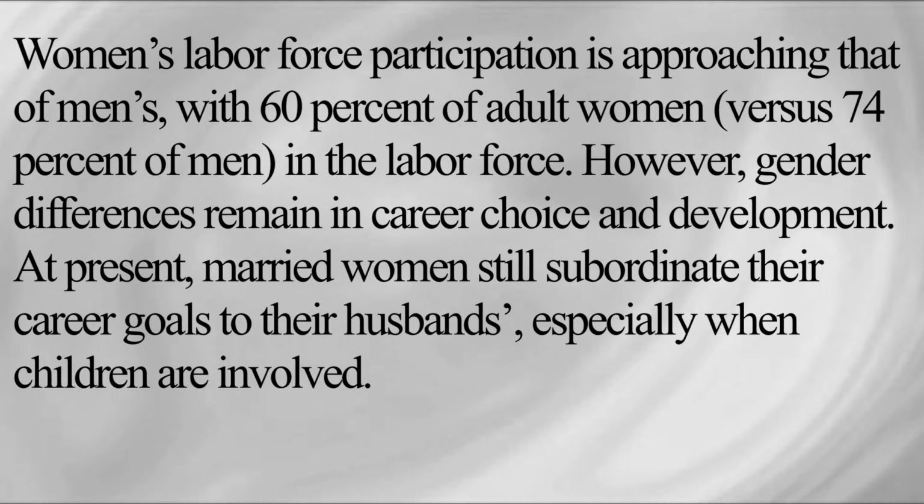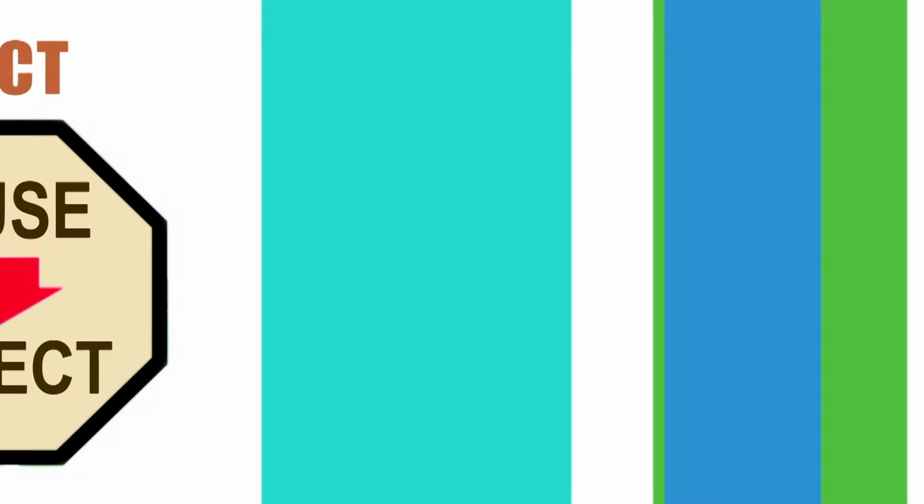The first sentence is an introductory statement that women's labor force participation is becoming comparable to that of men's. The main idea, that gender differences remain, is then presented in the sentence beginning with the contrast word, however, and the sentence that starts with at present gives an example of a significant gender difference, that women will subordinate their career choices to their husband's career choices.